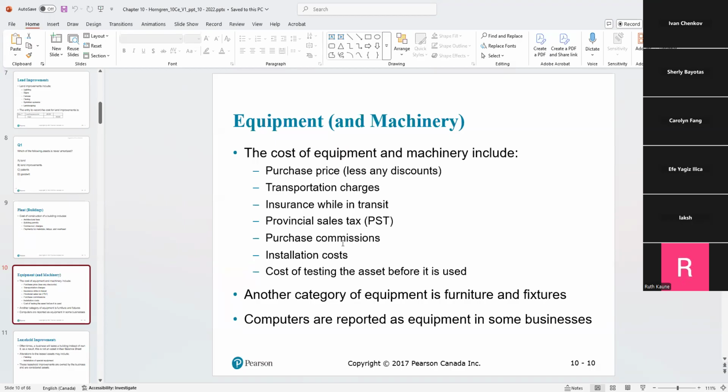So until the people who install the machine tell you, now you can use the machine for the intended purposes, until that point, you're calculating all the costs. And whatever you pay, that becomes a cost of the machinery. A simple example will be, let's say you're buying a dishwasher from Home Depot. What will be the cost of the dishwasher? What do you think?